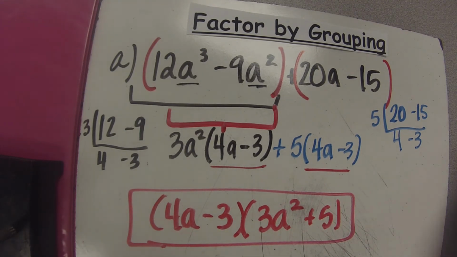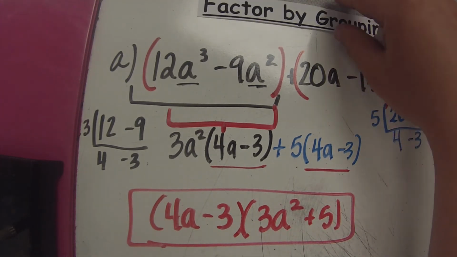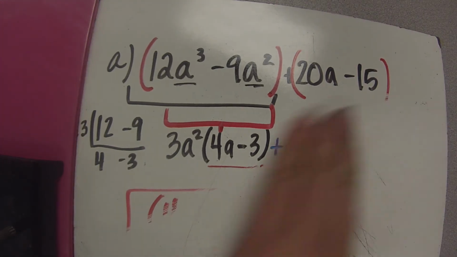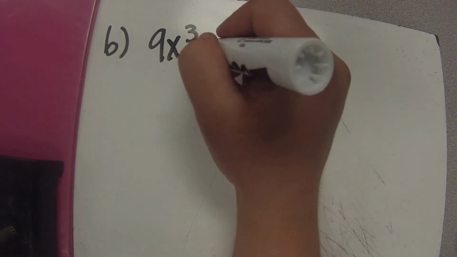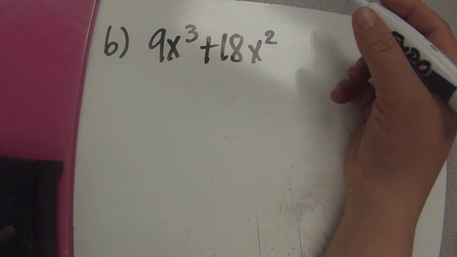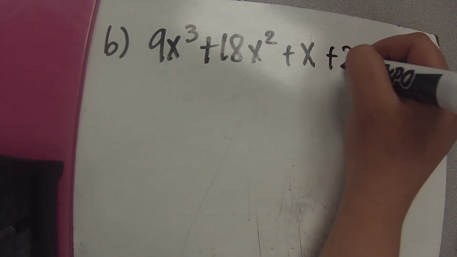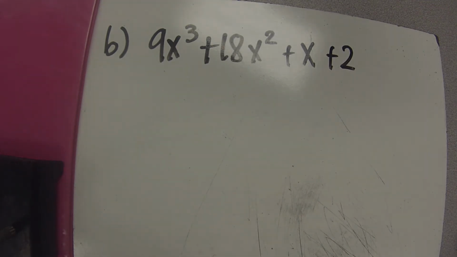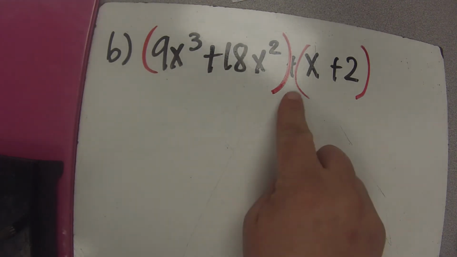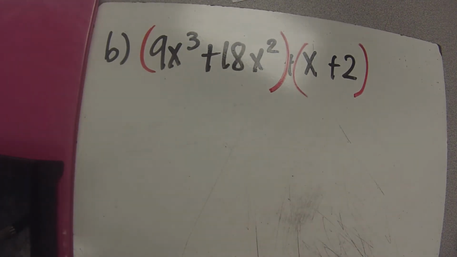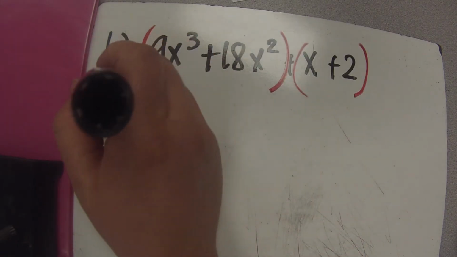But if you can get this type of problem down and be able to recognize when you can group them, it actually makes it very easy. Okay, B. We have 9x cubed plus 18x squared plus x plus 2. And so what I'm going to do is group the first half together, second half together. There's still a plus sign in between them, so I'm not multiplying this, I'm not changing this form, I'm just grouping them so that I can factor them out really easily.